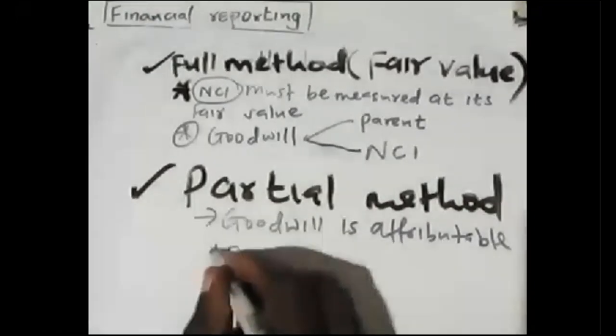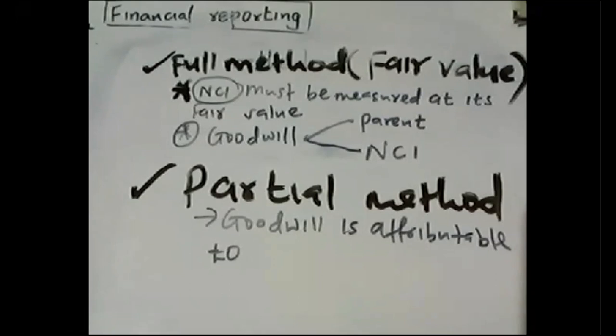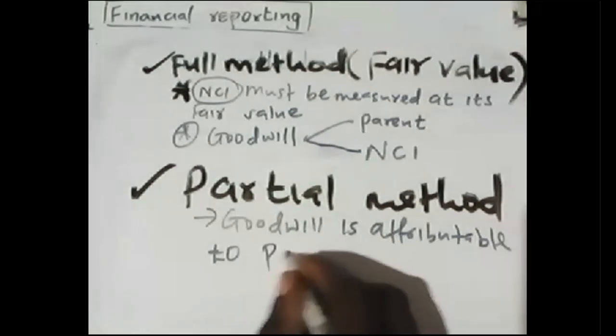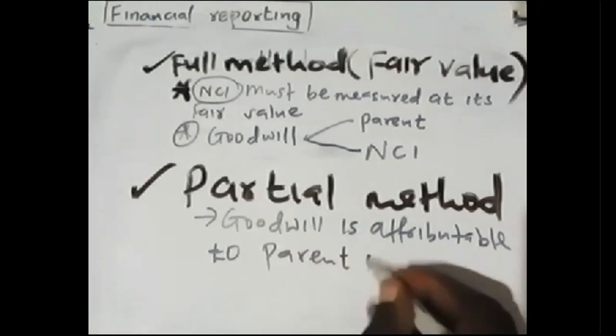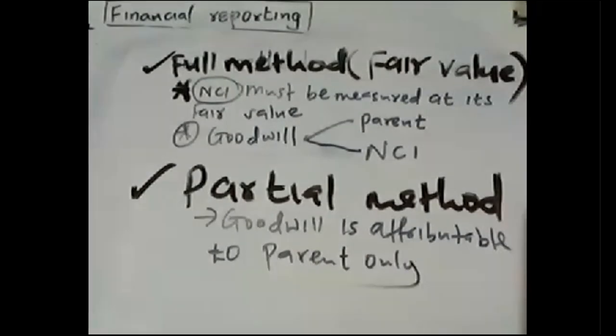When we are using the partial method, the goodwill is attributable to who? To the parent only. Yes. Since we have said that under the full method, goodwill is attributable to the parent and the non-controlling interest, under the partial method, the goodwill is attributable to the parent only.